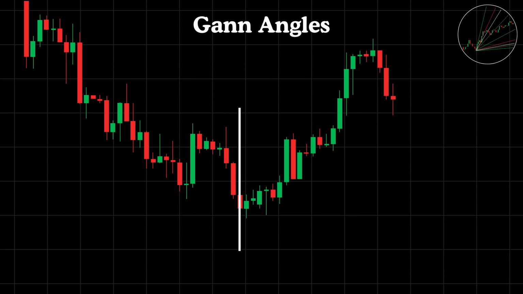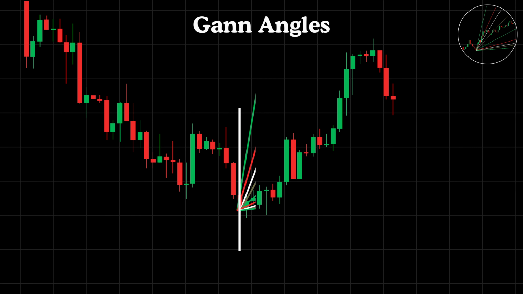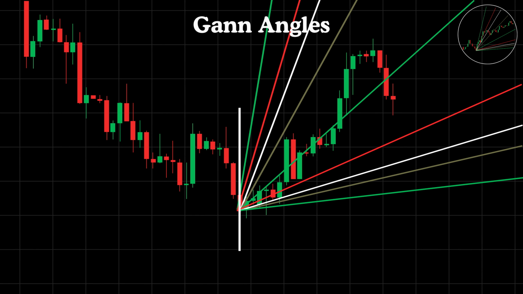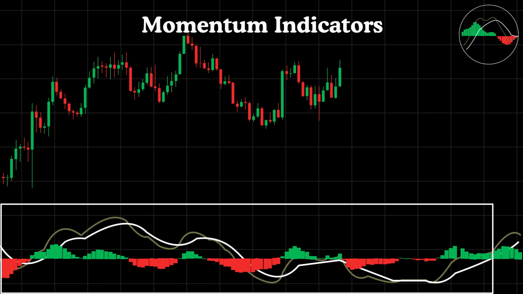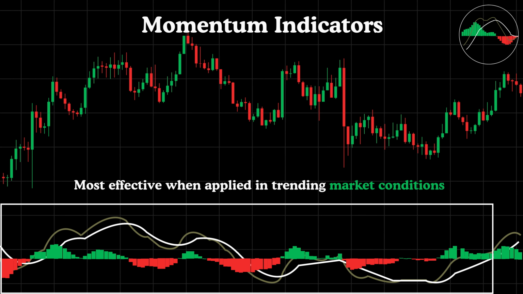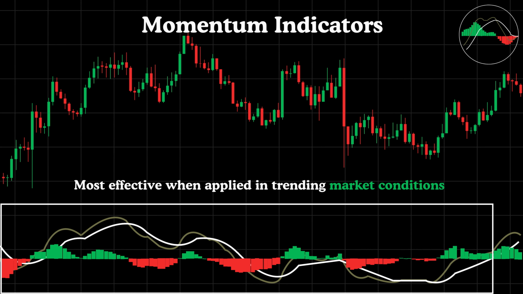Next, select the Trend Angle tool, measure exactly 45 degrees, and then use the Gann fan tool, aligning it with the 45 degrees angle. Momentum indicators are tools designed to evaluate both the direction and strength of a trend. They are most effective when applied in trending market conditions.